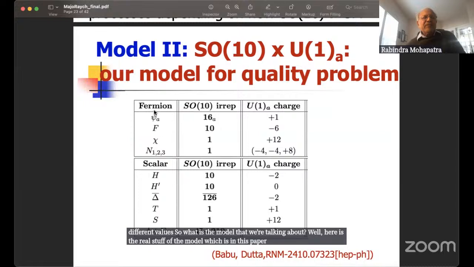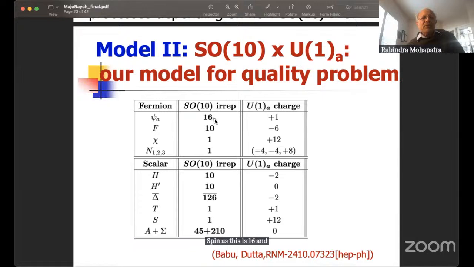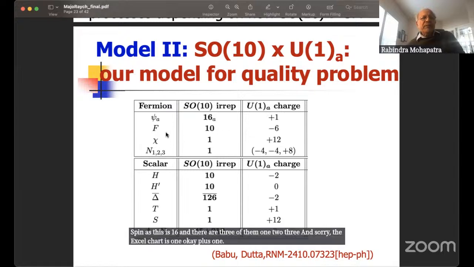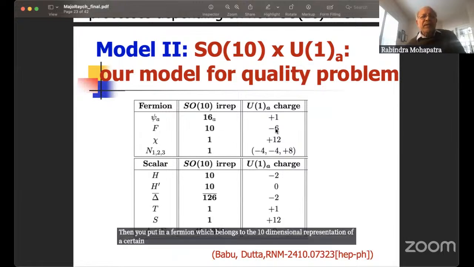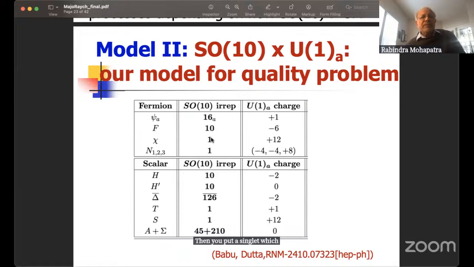And that is that you take the fermions, the 16 spinors, this is 16, and there are 3 of them, 1, 2, 3, and the axial charge is plus 1. Then you put in a fermion which belongs to the 10-dimensional representation with a U1 charge which is minus 6. Then you put a singlet, this is 1 here, and the U1 charge is 12.